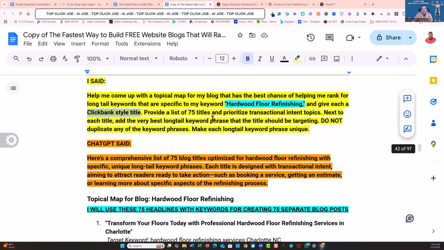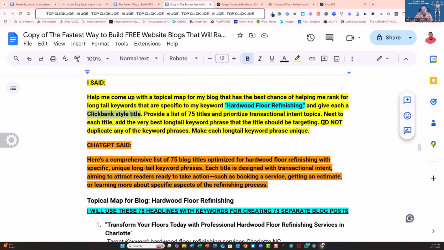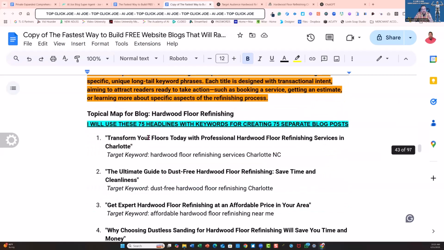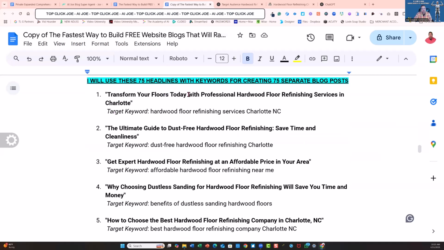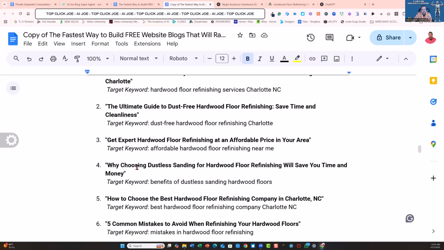That, remember, we're telling it not to copy it. Do not, right here, do not duplicate any of the keyword phrases. Make each long tail keyword phrase unique. That is so important. Right now, each of these: transform your floors today with professional hardwood floor refinishing in Charlotte. Here's my keyword, hardwood floor refinishing service Charlotte. Here's another one, the ultimate guide, get expert hardwood floor refinishing, and they all have different target keywords.